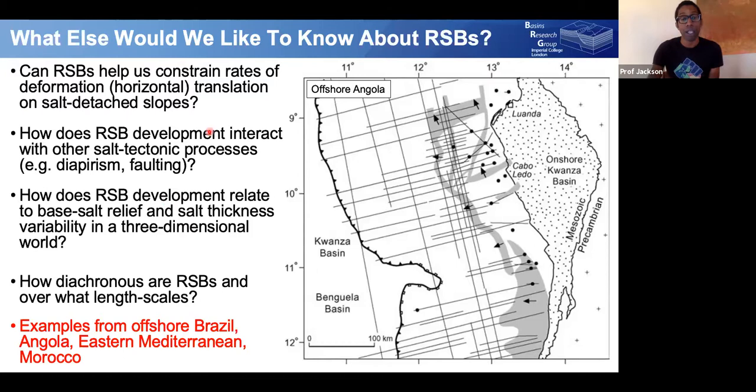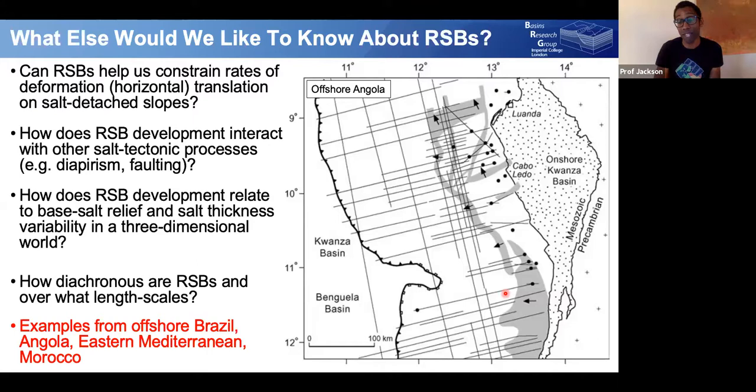I'm going to look at examples from offshore Brazil, Angola, and the Eastern Mediterranean as well, and I'll also show one example from Morocco. This map on the right is from some of the original work by Mike Hudec and Martin Jackson. I just show this to show you that even when they did that very sophisticated analysis of Ramp-Syncline basins on that margin, they indicated that at base salt level there was lots of base salt relief. So you can see these gray shaded areas, and the black arrows are showing you the dip direction of the base salt relief. So imagine you're translating across something which is as spatially complex as this. And also imagine that offshore Angola, there are long strike changes in primary salt thickness as well, which will also control the rate and patterns of deformation.